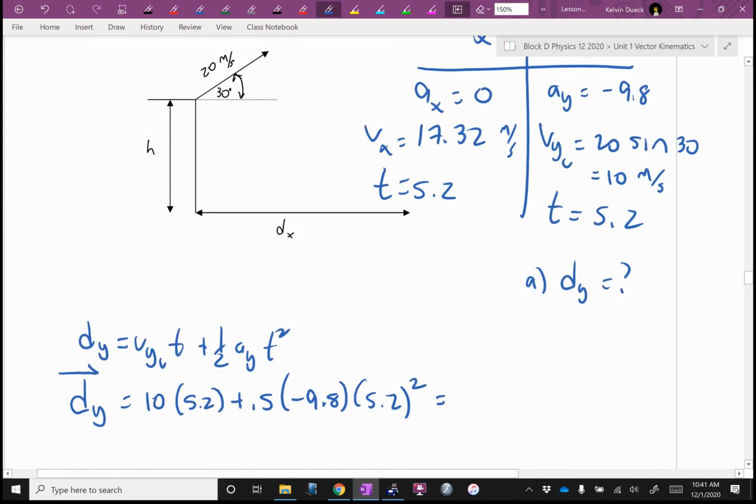What did you get? Negative. Josh, what'd you get? 80.49, so 80.5? Yes? Is that right? 80.5? Yeah? Oh, got it. Good. 80.5 meters. Okay, so that was A.